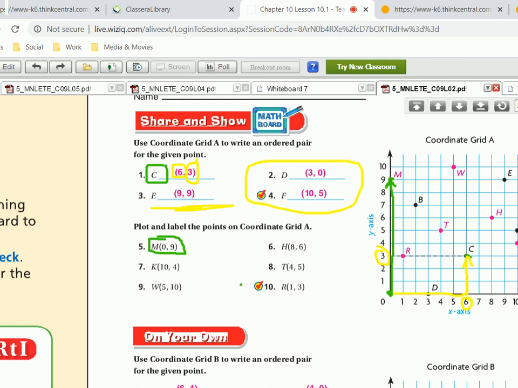So this is M. The next one, H, is 8 and 6. So you have to move from 0 to the right. How many places? Yes, excellent. We have 8. So we move 8 to the right and up 6 units. Okay, so the point is H, and the same goes for all of that.